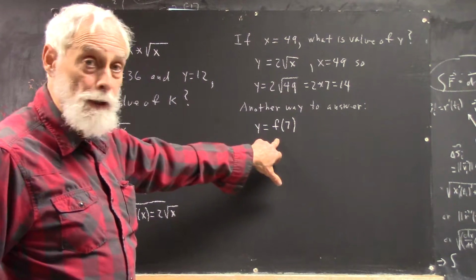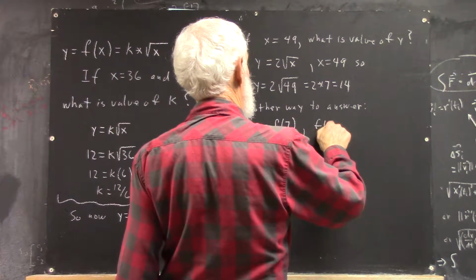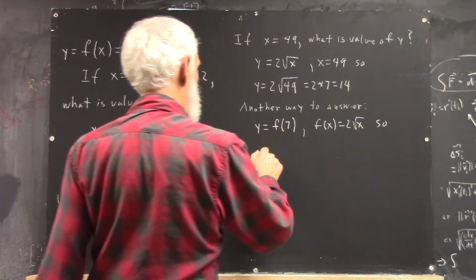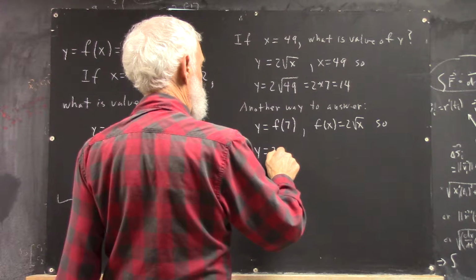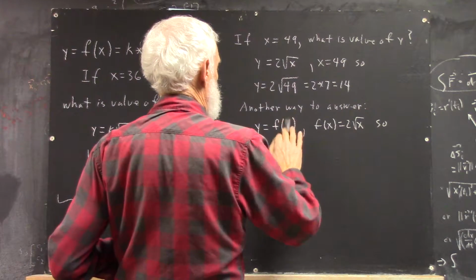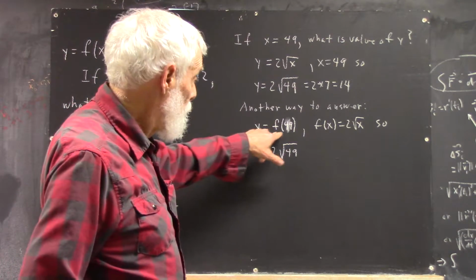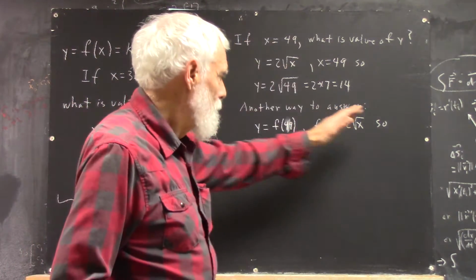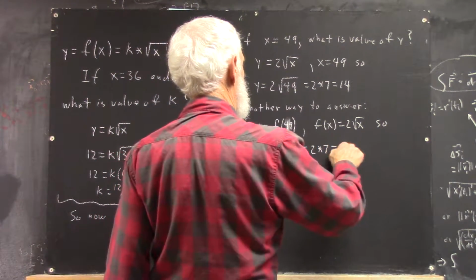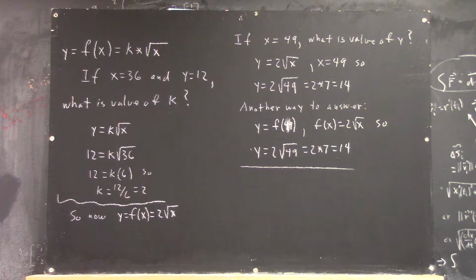You can say y equals f of 7, right? F of x equals 2 square root of x, so y equals 2, and I wrote 7, I should have written 49. X is 49, right? So y equals f of 49. F of x is 2 square root of x, so y is 2 square root of 49, which is 2 times 7, which is 14. Just two different ways to say the same thing, but you want to understand it both ways.